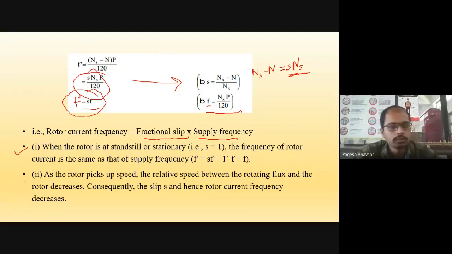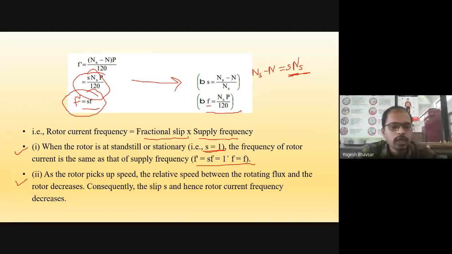Two observations from the above equation. The first one is when the rotor is at standstill or stationary, that means n is equal to 0, so slip will be equal to 1. The frequency of rotor current is the same as the frequency of supply current. So s is equal to 1, so f dash is equal to f. That means the stator frequency is equal to the rotor frequency. Whenever the rotor is stationary, when we give the supply, both frequencies are equal.